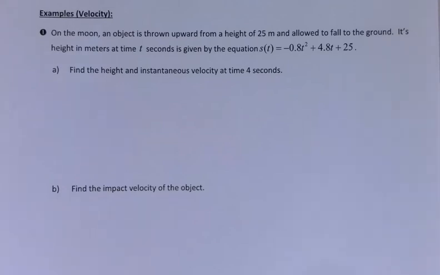This is Unit 2F, Part 2. We've been looking at applications of the derivative, interpreting it as the slope of the tangent line. But another interpretation of the derivative is as the velocity given a position function.